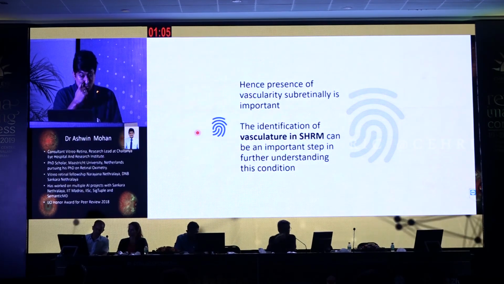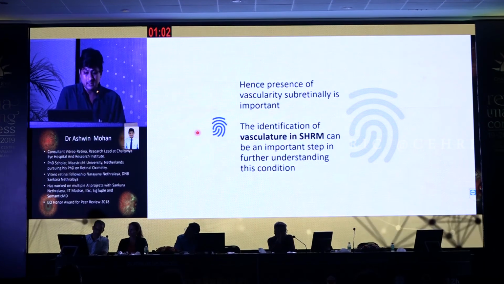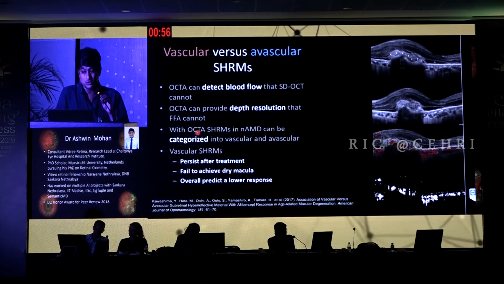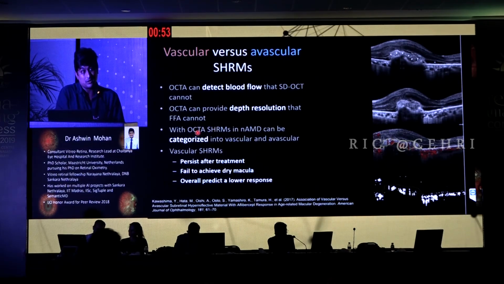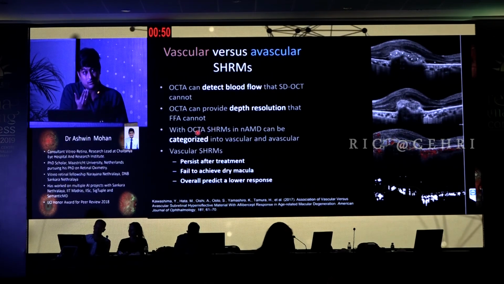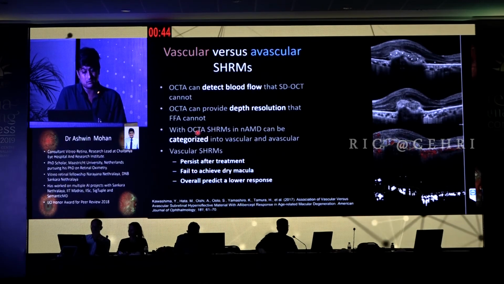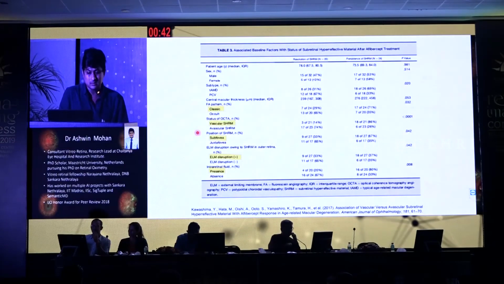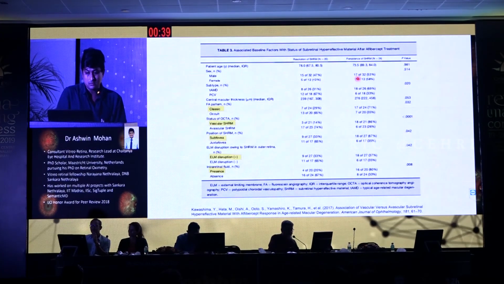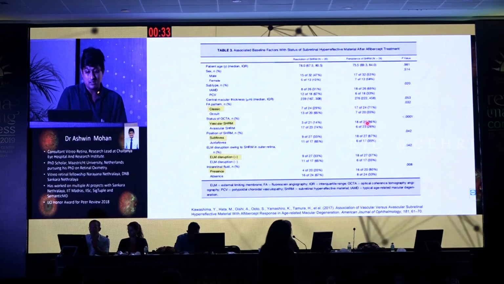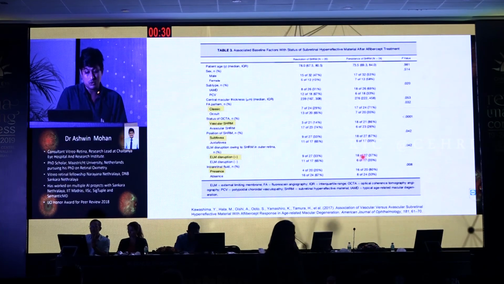So how important is it to identify vasculature in the SHRMs? Taking this further, there was one article which spoke about vascular versus avascular SHRMs. OCTA can detect blood flow. It can also provide depth resolution compared to other forms of angiograms, because here we know exactly at what depth the vasculature is. When they were categorized, the vascular SHRMs, let's see this, this is a slightly better table. When the SHRM persisted, it was most likely to be classic, it had vasculature, it was present subfoveally, and it was also associated with ELM disruption and the presence of intraretinal fluid.